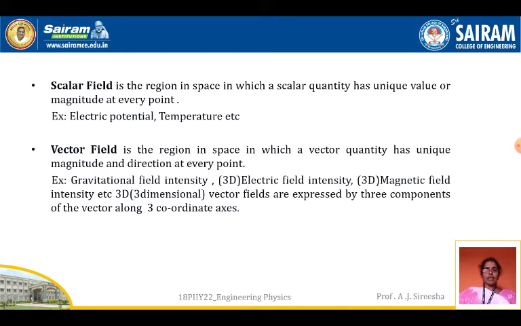Now for example, gravitational field intensity, electric field intensity, which are in 3-dimensional, and 3D magnetic field intensity, etc. are the vector fields expressed by the three components of vectors along the three coordinates. So vectors can be associated with vector fields, scalars can be associated with the scalar fields.